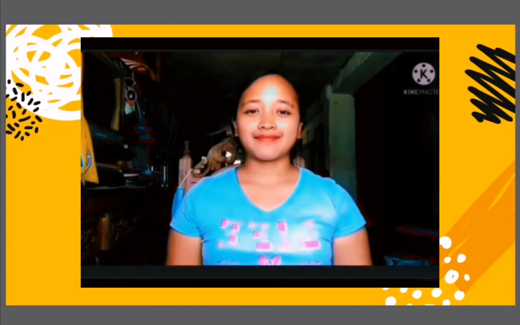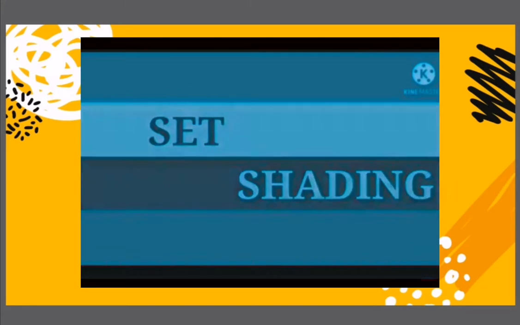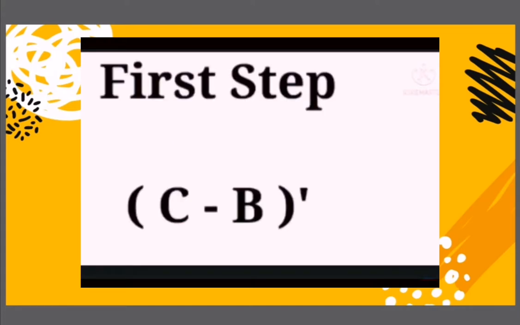Today I'm going to discuss set shading using Venn diagrams. Our problem set is C minus B complement union A complement. In finding the correct answer, we need to follow steps. First step is we need to find C minus B complement.